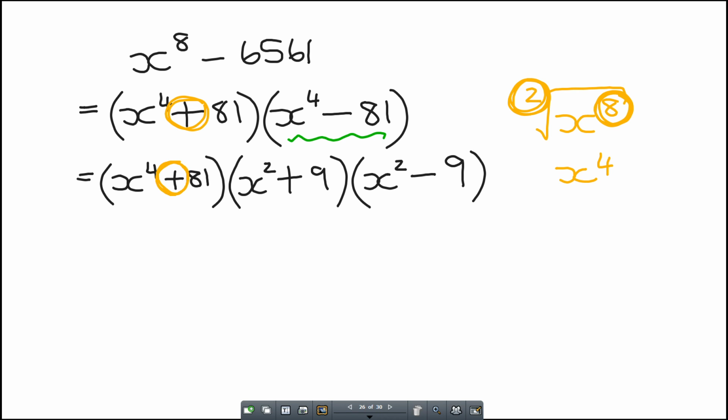Because that's a plus, we said it will stay exactly like it is. We're not going to change it. Let's look at the second bracket. Again, we have a plus. So it stays like it is.